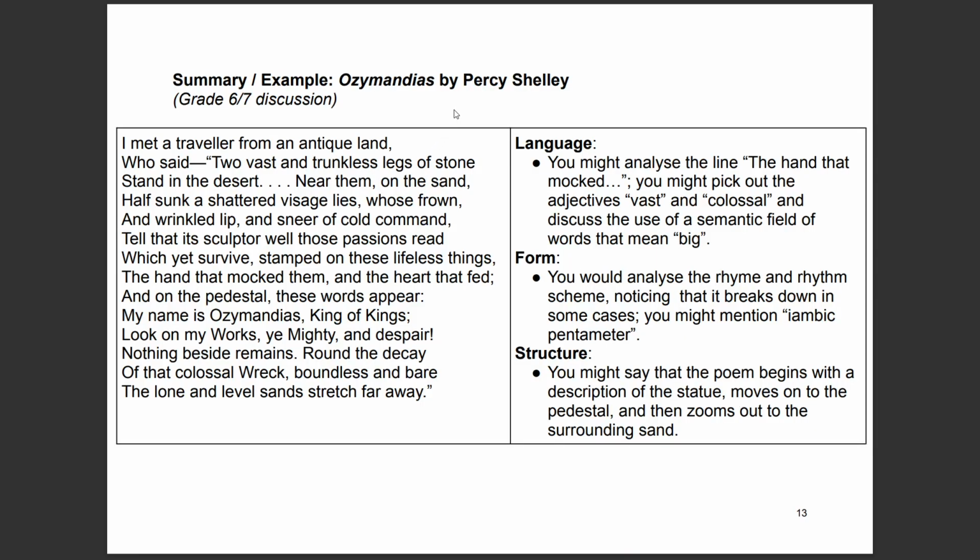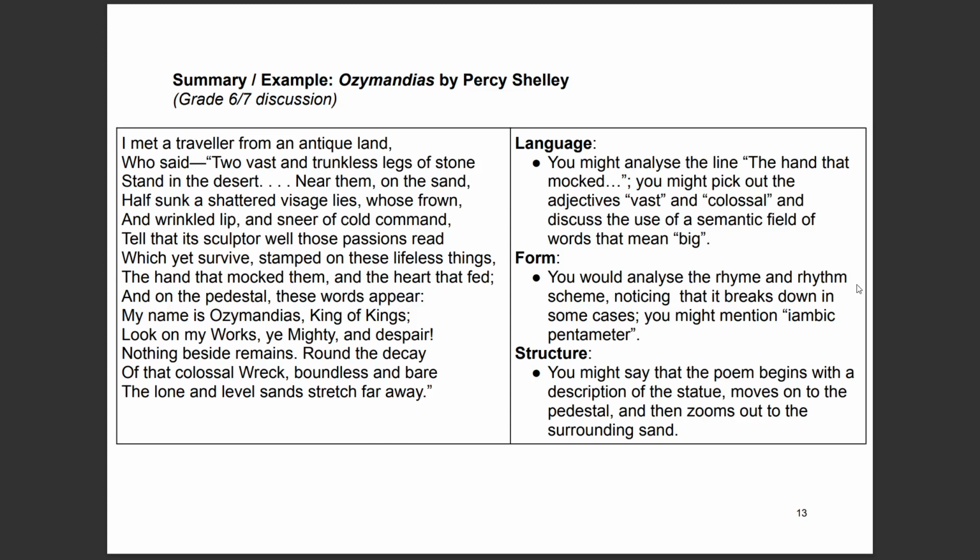Okay, so to summarize the grade 6 7 discussion, for language, you might analyze the line. By the way, here I'm assuming that you've done all the grade 4 5 stuff, but you're aiming higher. So you've done everything that you're supposed to do for the lower grades. And now for the higher grades, you might analyze the line, the hand that mocked. For example, this line is considered to be difficult. You might pick out the adjectives vast and colossal and discuss the use of a semantic field of words that mean big. So, semantic field is an advanced term.